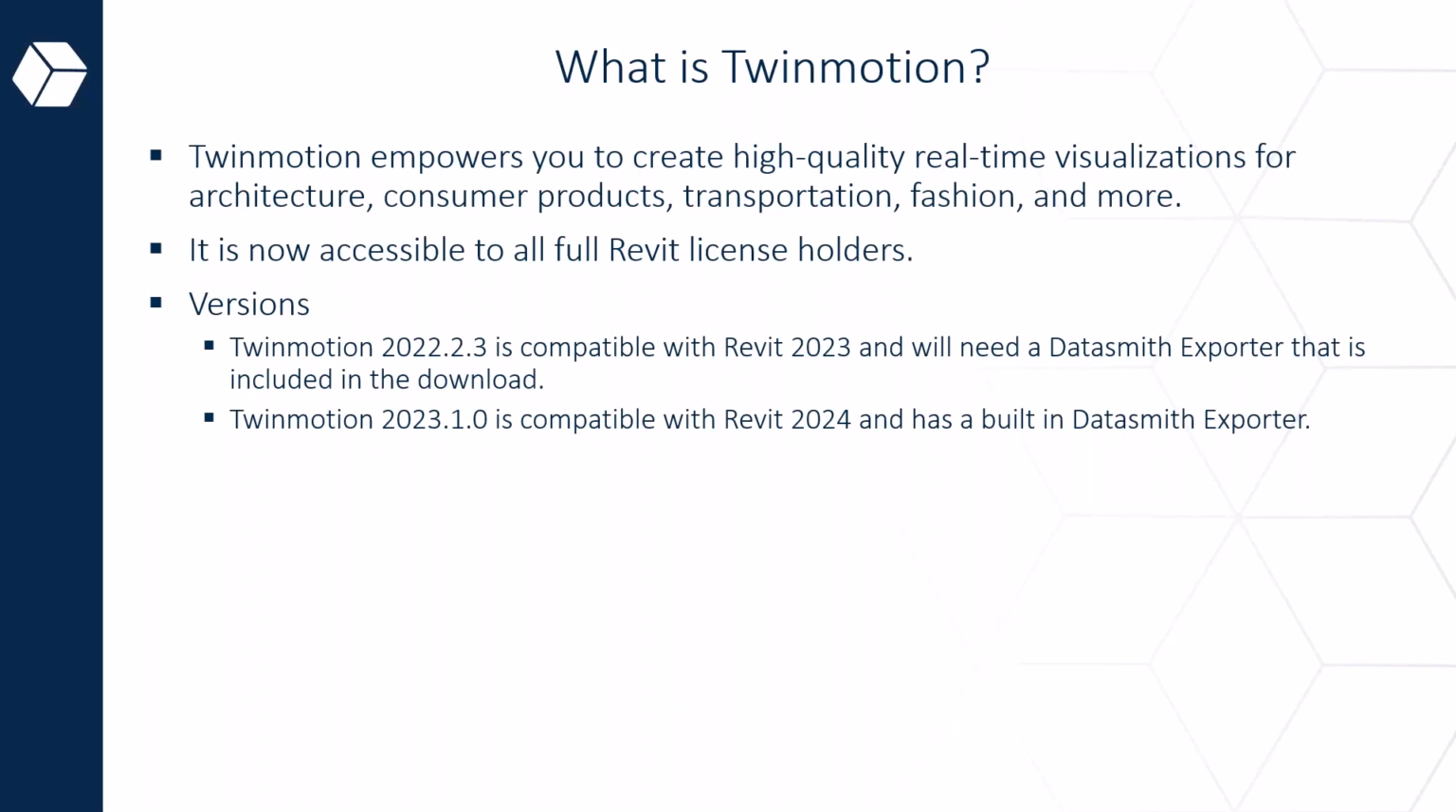And then when it comes to the versioning, Twinmotion 2022.2.3 is compatible with Revit 2023 and will need a DataSmith exporter. And this is included in the download. It's just included as a separate file. Whereas Twinmotion 2023, which is now compatible with Revit 2024, has a built-in one. So when you download the install file, it's just one file that you would install and everything else is done for you.